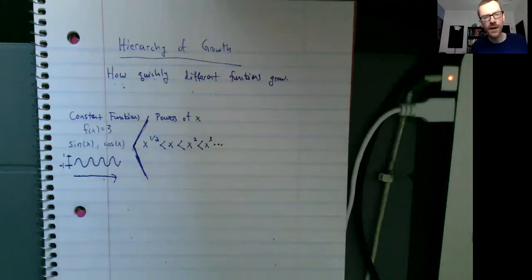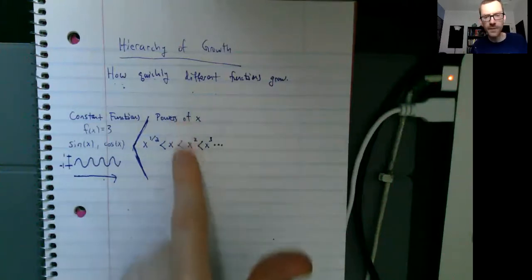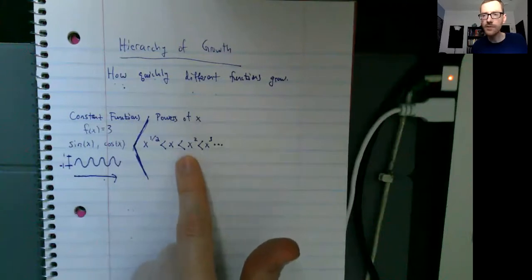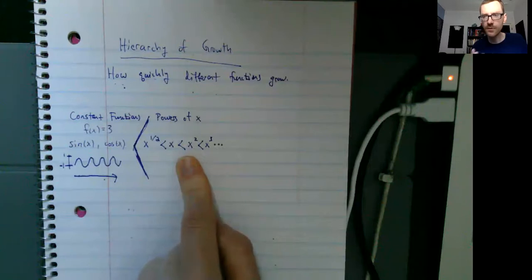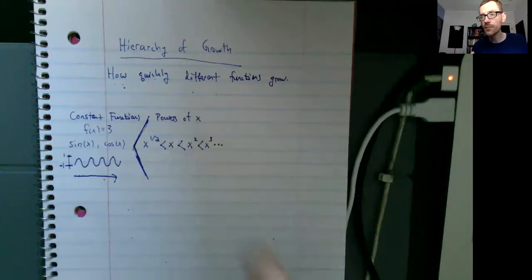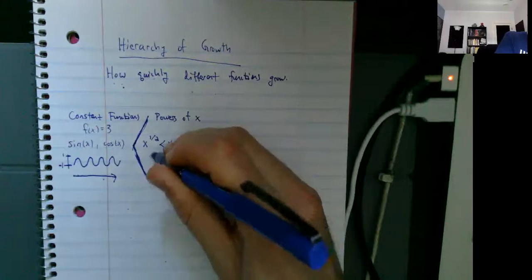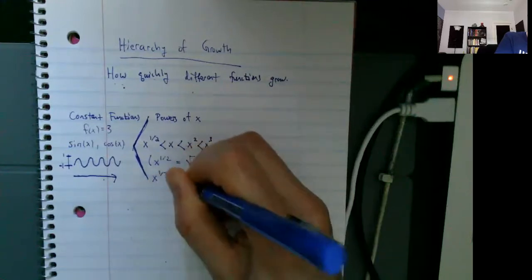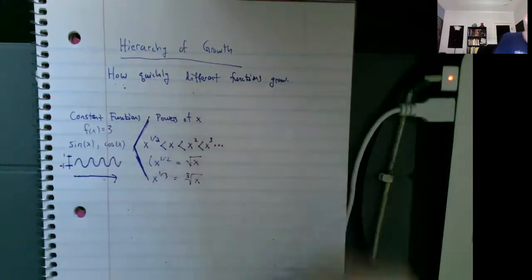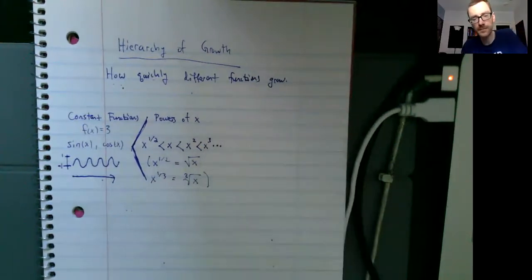Not surprising. By the way, this family of functions actually includes roots. It includes square root of x and third root of x and all of that stuff, because remember that root functions are just powers of x, right? So remember that x to the 1/2, that's just the square root of x. X to the 1/3, that's just the third root of x. So this family of functions actually includes root functions, okay?